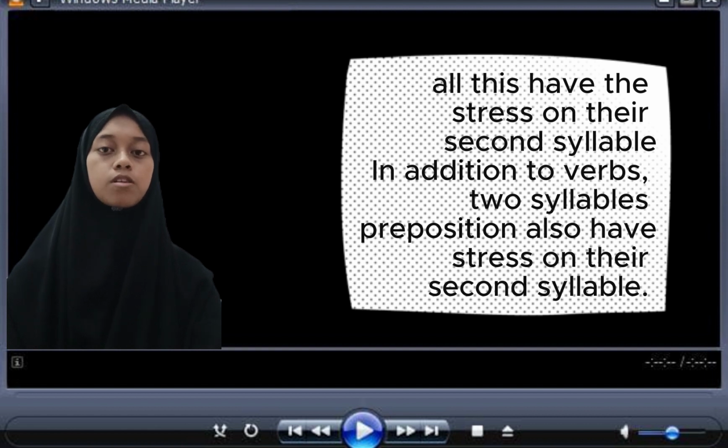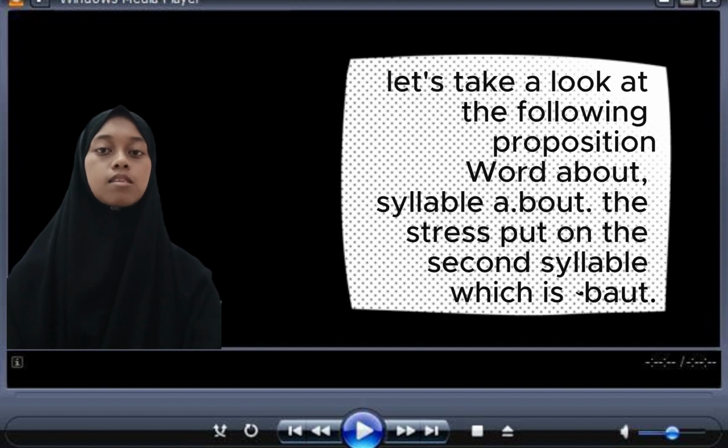In addition to verbs, two-syllable prepositions also have stress on their second syllable. Let's take a look at the following preposition. Like the word about, syllables a and bout. The stress is put on the second syllable, which is bout, so it is pronounced like about.